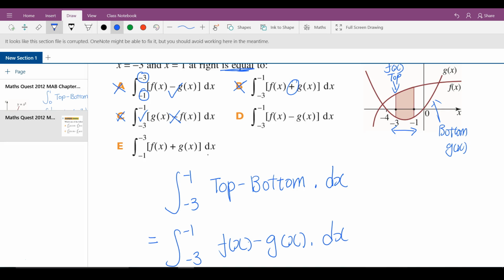Let's go D. All right, negative 3 to negative 1. So the domain is correct. Let's look at the inside. F of x minus g of x. Okay, that's also correct. So there's a very high possibility that this could be the answer.